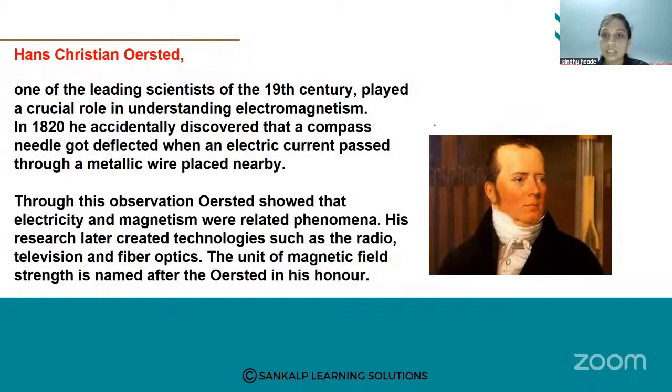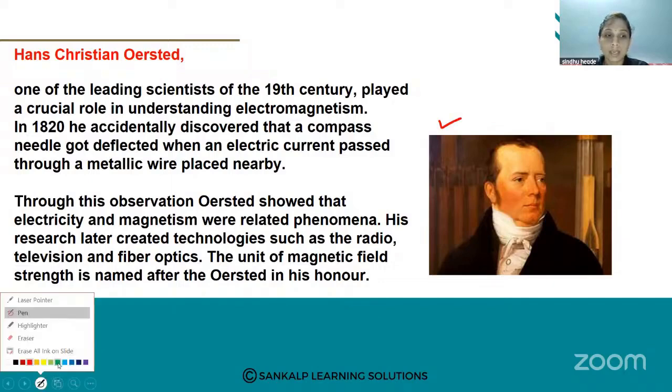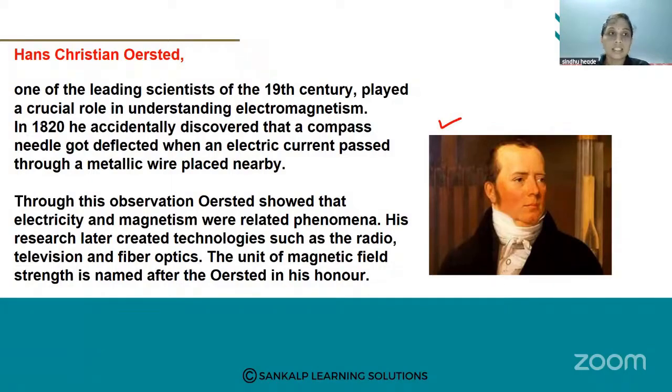See, just observe this picture. This is the picture of one famous scientist. His name is Hans Christian Ørsted. He is a very famous scientist of the 19th century. He invented the magnetic field, or the magnetic effect of electric current. See how he invented this.